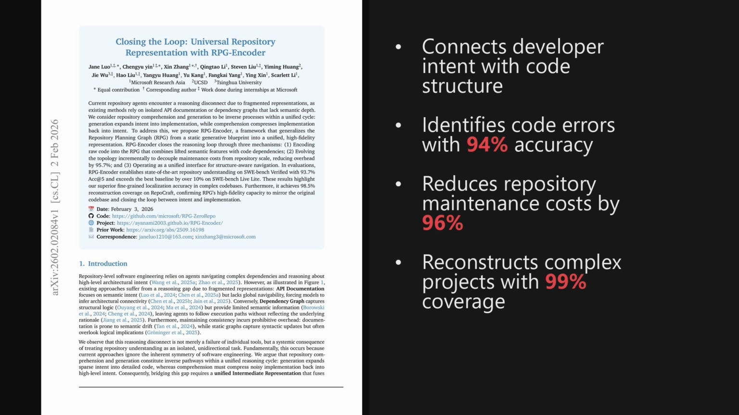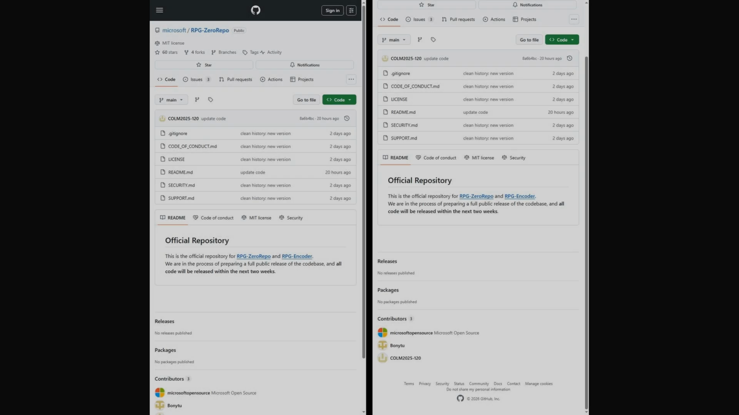The paper is titled, Closing the Loop, Universal Repository Representation with RPG-Encoder. And as we'll see later, the way it bridges the gap between high-level intent and raw code implementation is really impressive. And for those interested in the implementation, the authors have shared their code on GitHub.